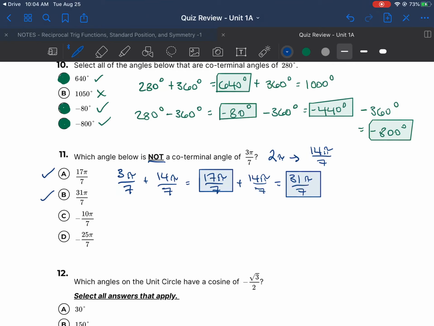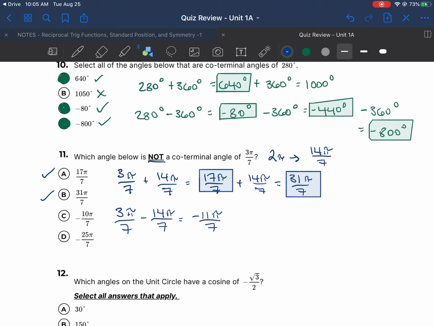Notice that for answer choices C and D, we now have negative angles. So we don't need to continue to add 2 pi radians. Let's go ahead and start subtracting 2 pi radians. So now we're going to take 3 pi over 7, and we're going to start subtracting 14 pi over 7. This will give us negative 11 pi over 7.